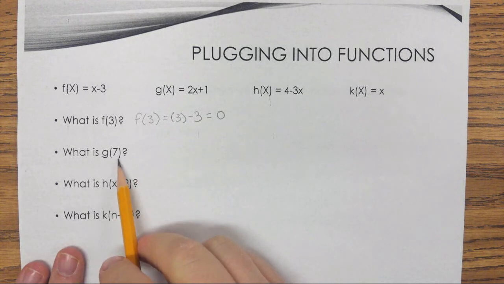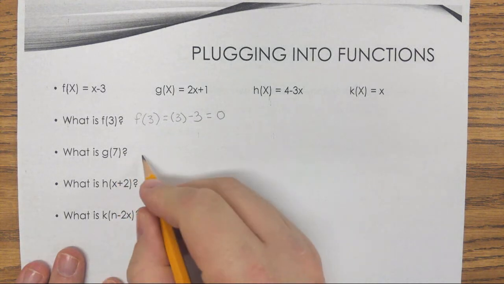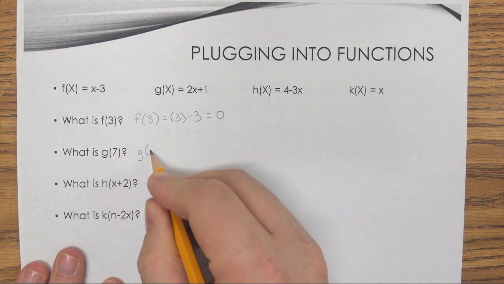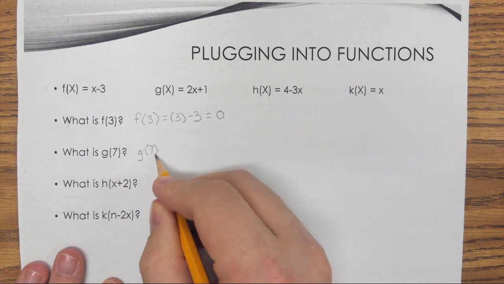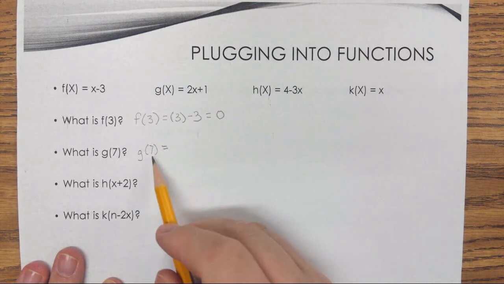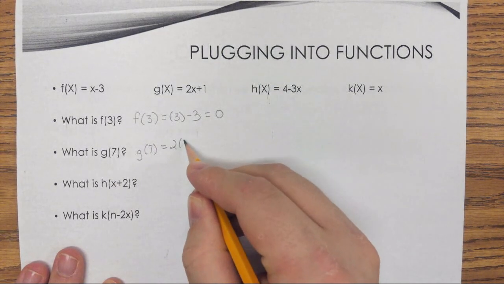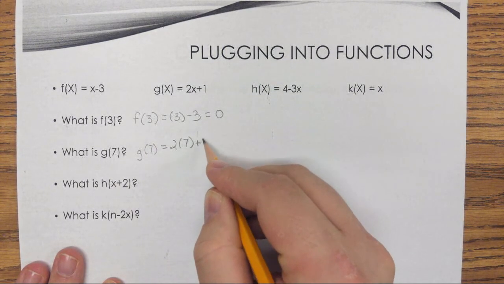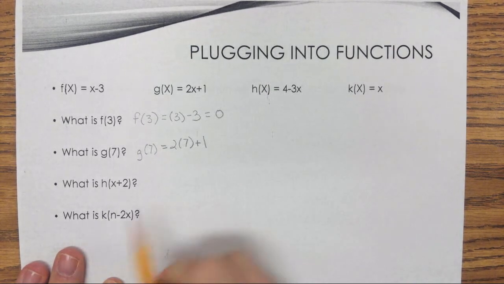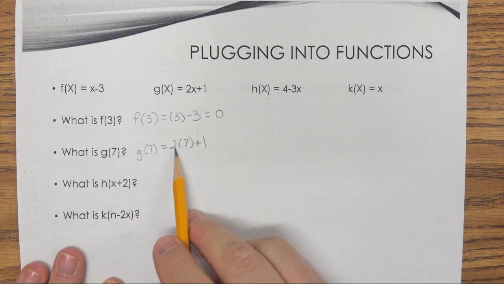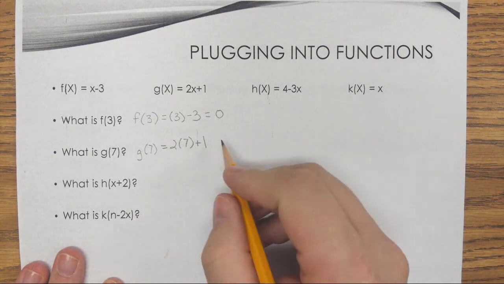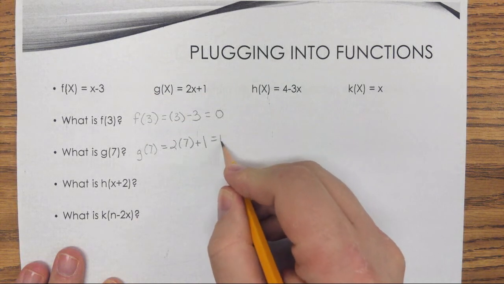Okay. Here's another one. G of 7, the function g, evaluated at the x value of 7. Just take the 7 and I plug it in for the x. So then to simplify this, I do 2 times 7 is 14 plus 1. That one's going to be 15.